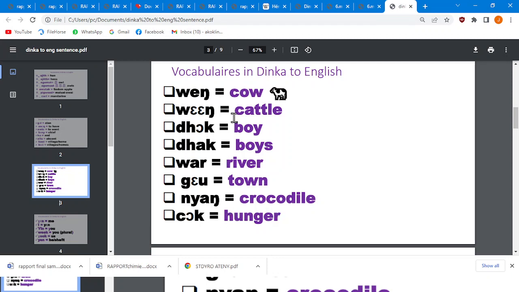I hope you all learn this very good vocabulary in Dinka. You have to know this one. They are very easy to remember, very easy to pronounce.